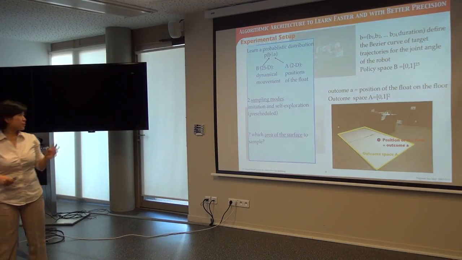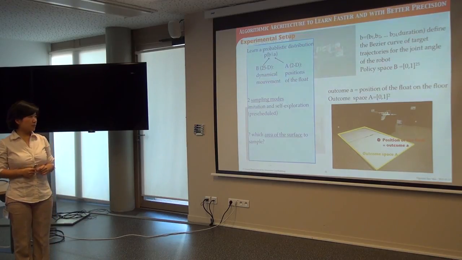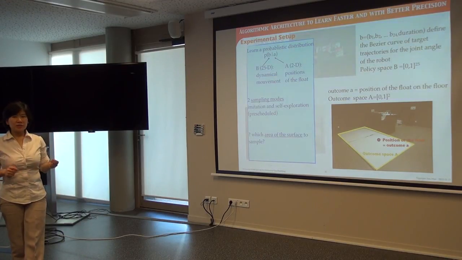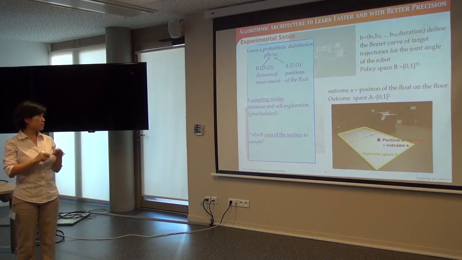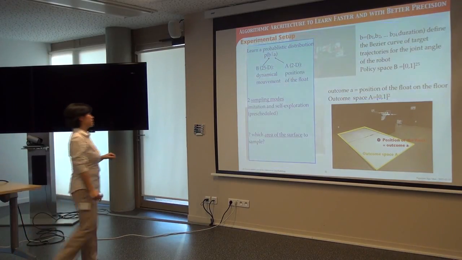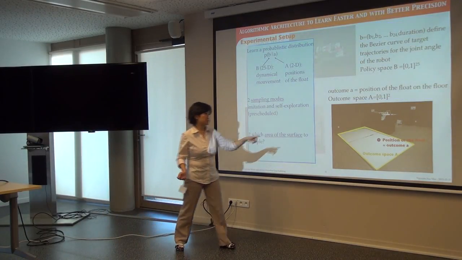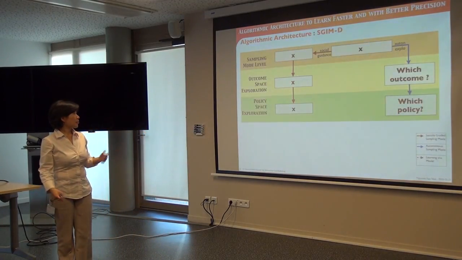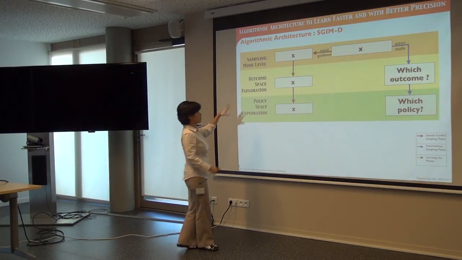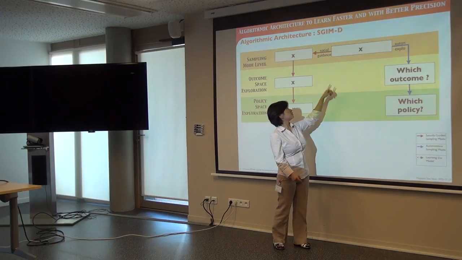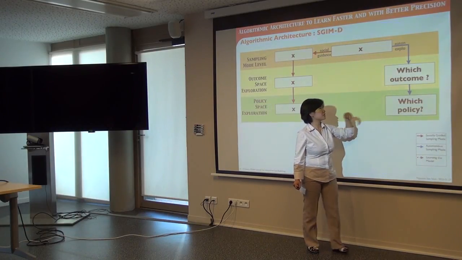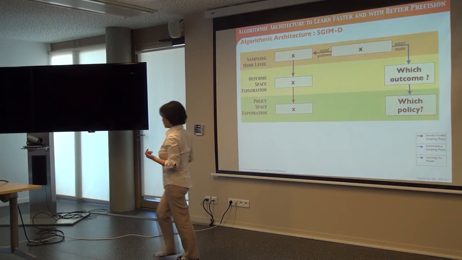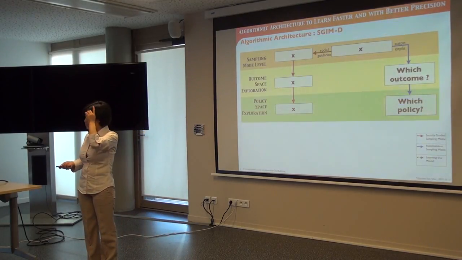In this experiment, we use two sampling modes, which are imitation and self-exploration. But in this experiment, the learner didn't actively decide which mode to use. It was pre-scheduled. He only actively decides on which area of the surface he wants to sample, so which outcome he wants to reach. So this can be summed up as active learning. He can learn either by social guidance or autonomous exploration, but he decides on outcomes and policies to perform, whereas in the imitation mode, he doesn't decide on what to do.